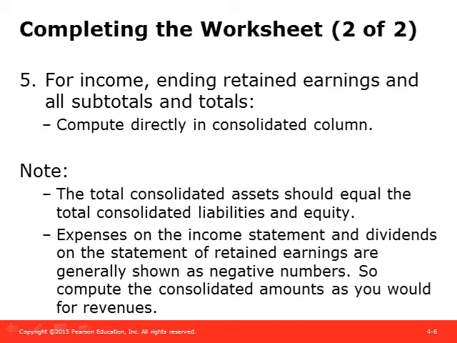And just keep in mind that while we're doing this, the total consolidated assets should equal the total consolidated liabilities and equity. This is our age-old accounting formula, as you all recall: assets equal liabilities plus owner's equity. That doesn't matter whether we're talking at a parent level, at a subsidiary level, or at a consolidated level. And we also want to remember that expenses on the income statement and dividends on the statement of retained earnings are generally shown as negative numbers. So compute the consolidated amount as you would for revenues.